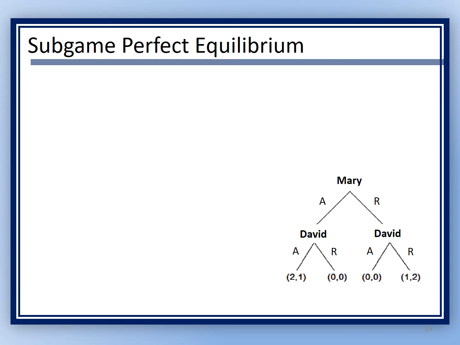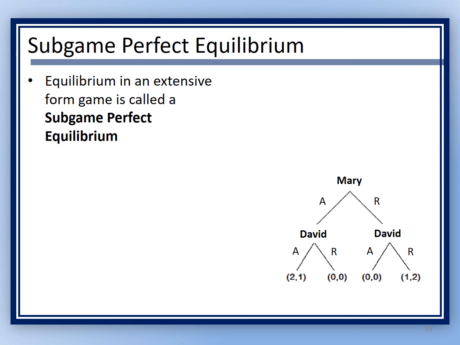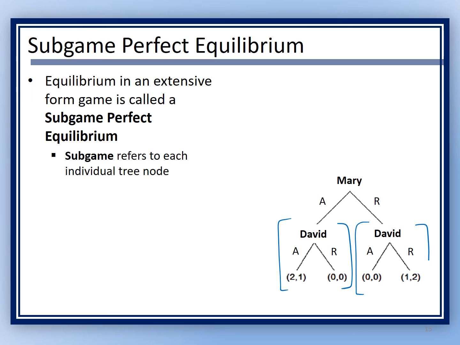The equilibrium concept in extensive form games, where players move in turns, is called subgame perfect equilibrium. It's called that for the following reasons. First, subgame refers to each individual tree node that we have already mentioned. This is a subgame. This is also a subgame. And this is a subgame, right?